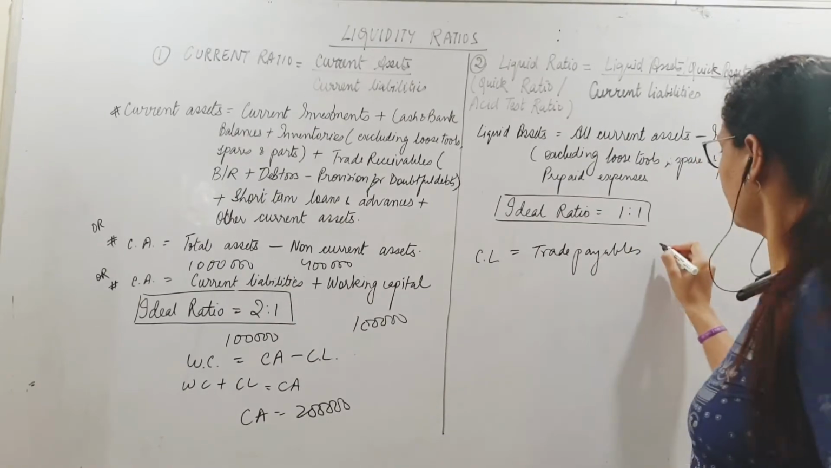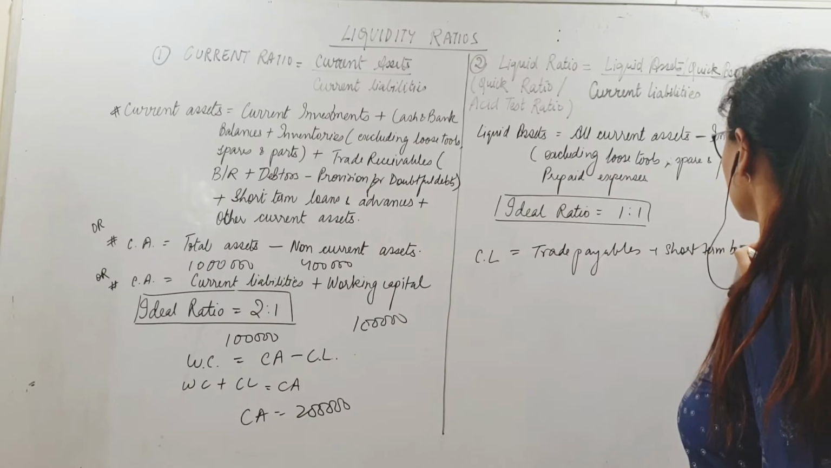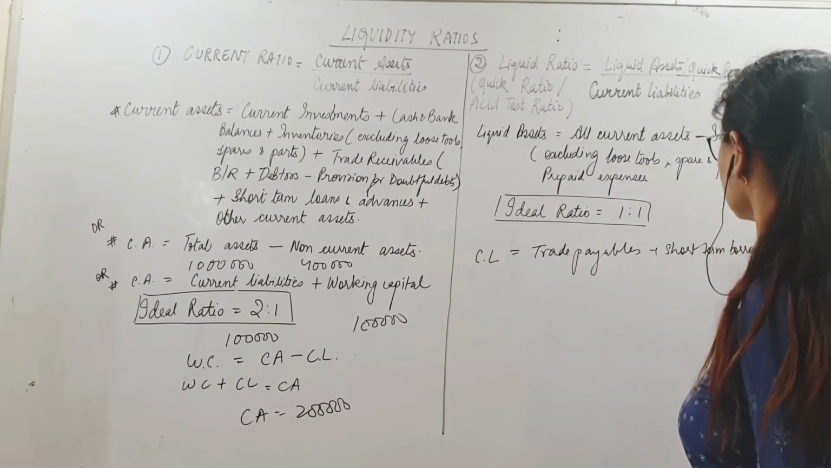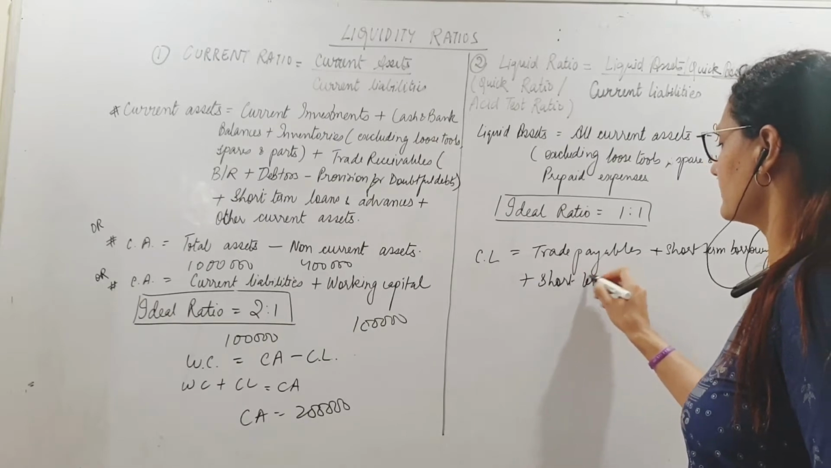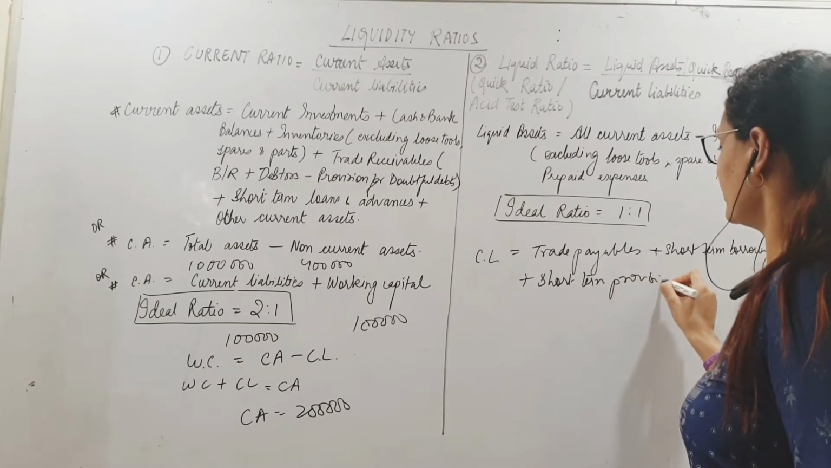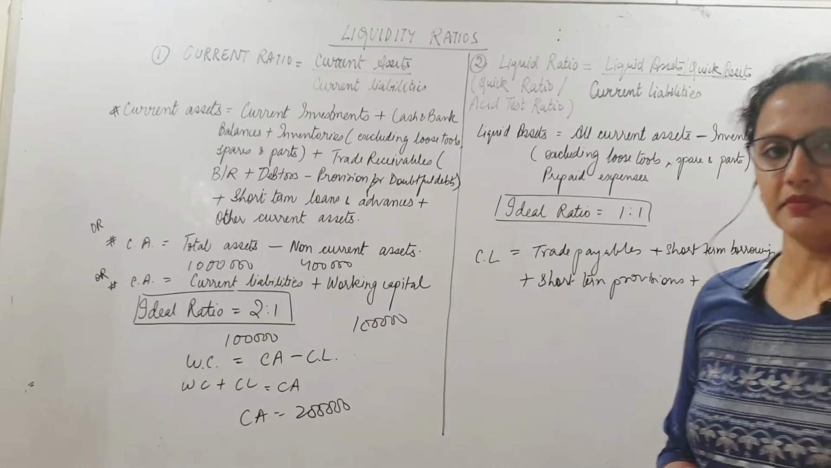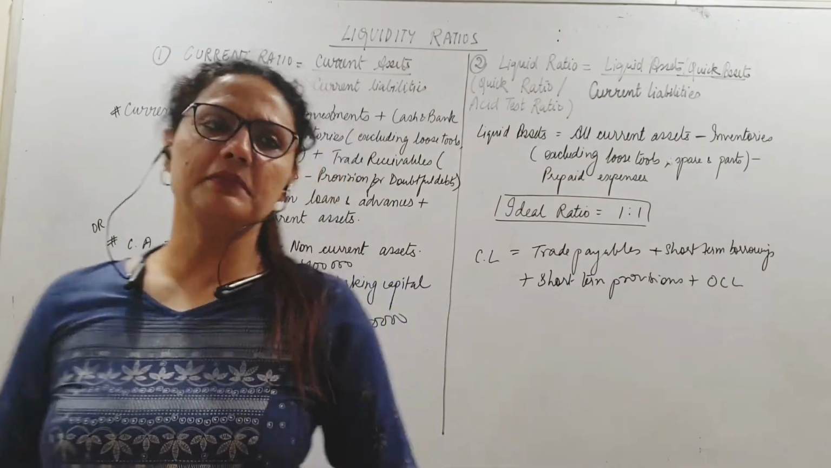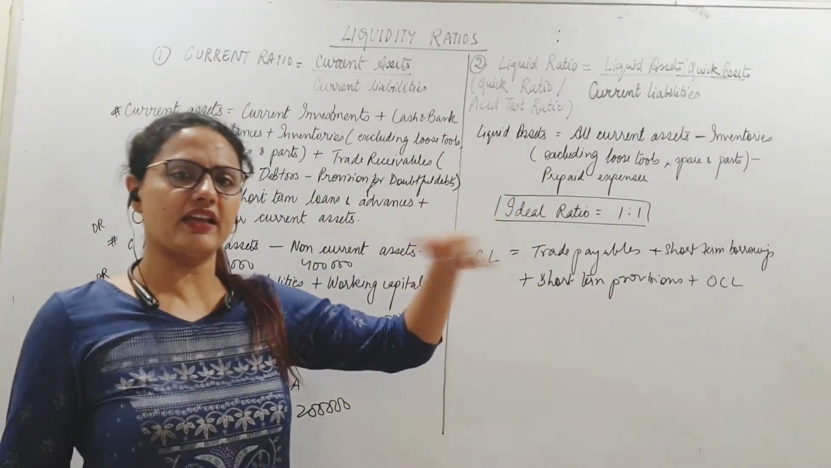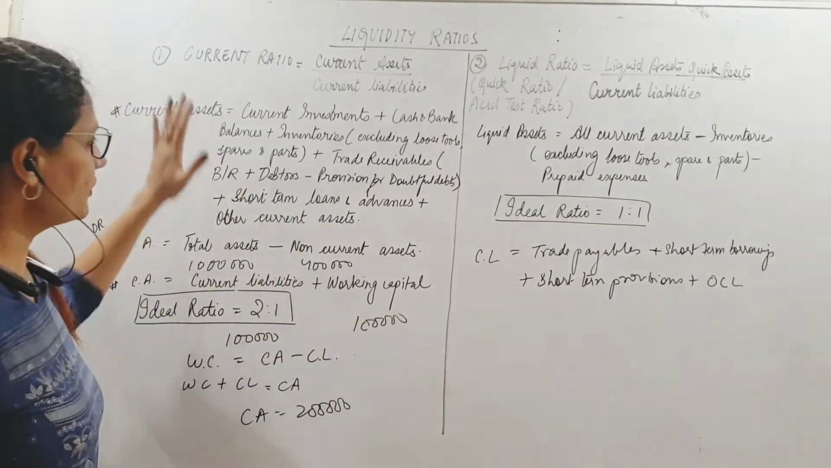Yes? Trade payables plus short-term borrowing plus short-term provisions, and if at all some other current liabilities like outstanding expenses and all those things, right? So for current liability, there are no exclusions to be made. Everything, all current liability will be taken overall. Fine. So I hope this is clear.